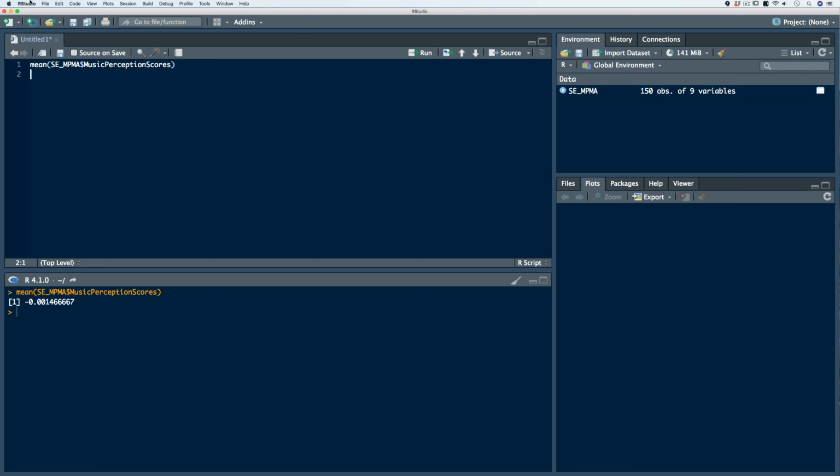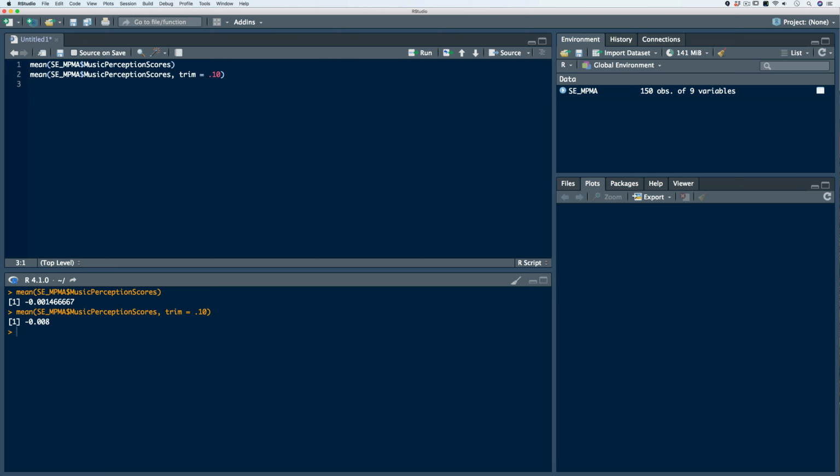And we can calculate the trimmed mean by, again, using the mean function, passing in the variable, and then using the trim argument. And we'll set it to 10%. Now note that we need to specify the trim value as a decimal. So the trimmed mean of our music perception scores is negative 0.008.